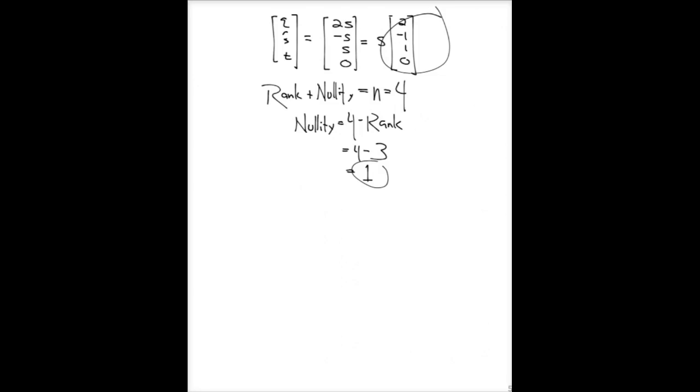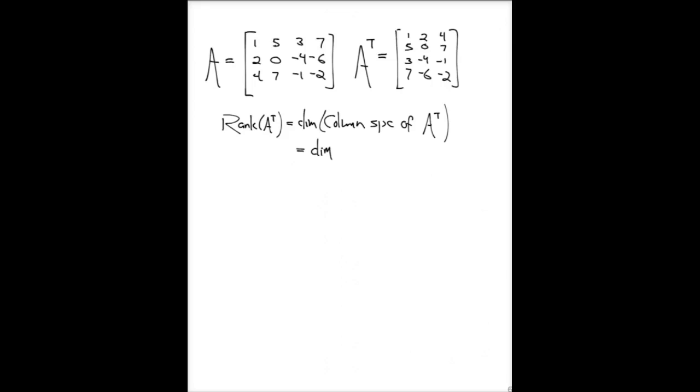Great. So last but not least, let's find the null space for the transpose of A. That's the last fundamental subspace. So I've written down, here's the original matrix A again, and here's the transpose of A, the matrix for which we want to now find the null space.